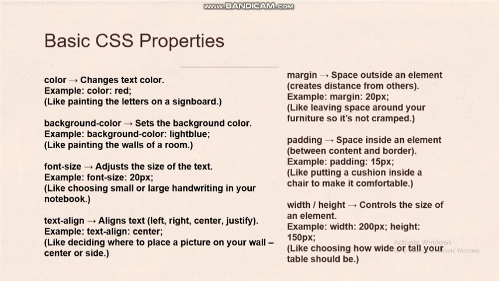So let us take for instance, you put furniture A here, then you put furniture B in the other place. Now they are too close, and you don't like how they are. That is the work of the margin property in CSS. It creates distance between both of them so that it will look appealing to the eyes.